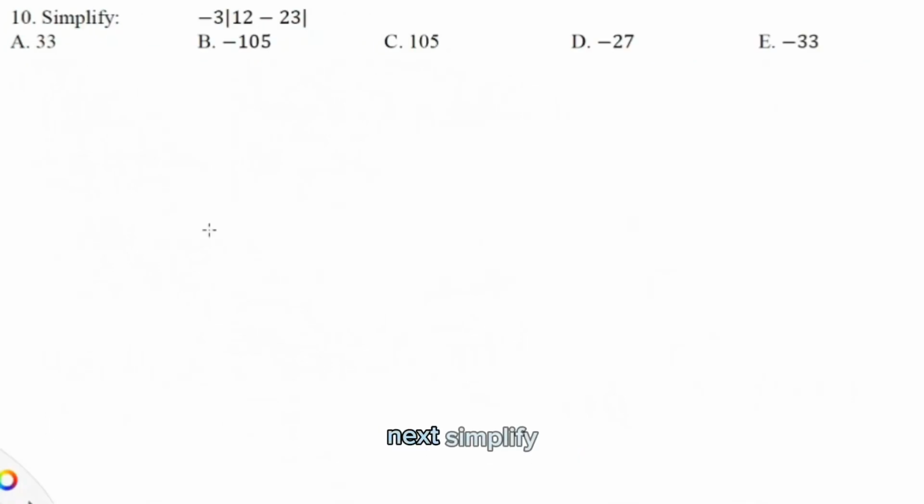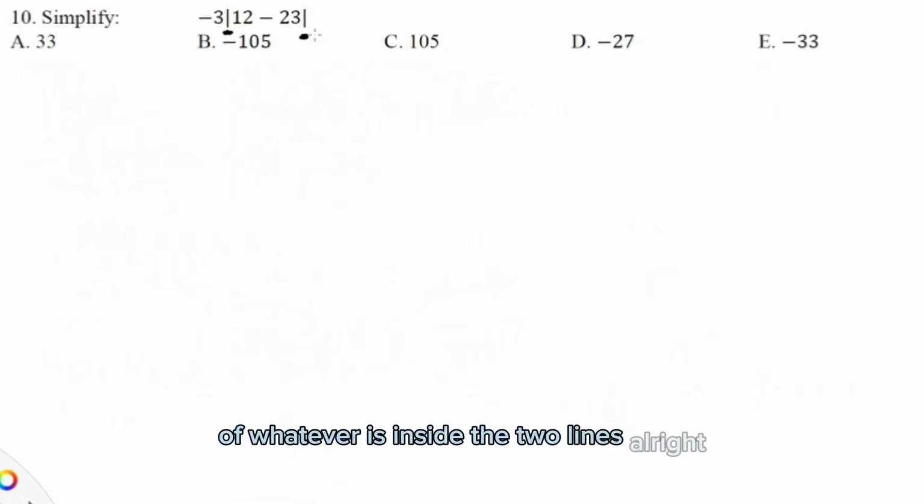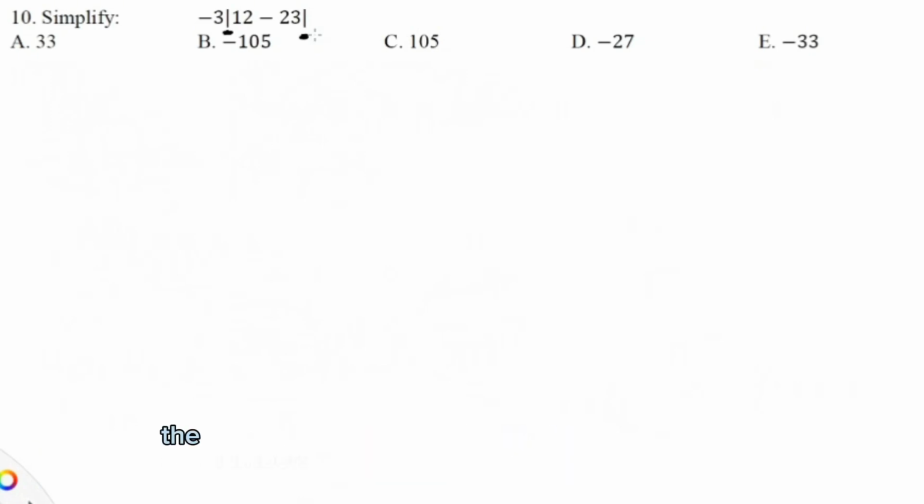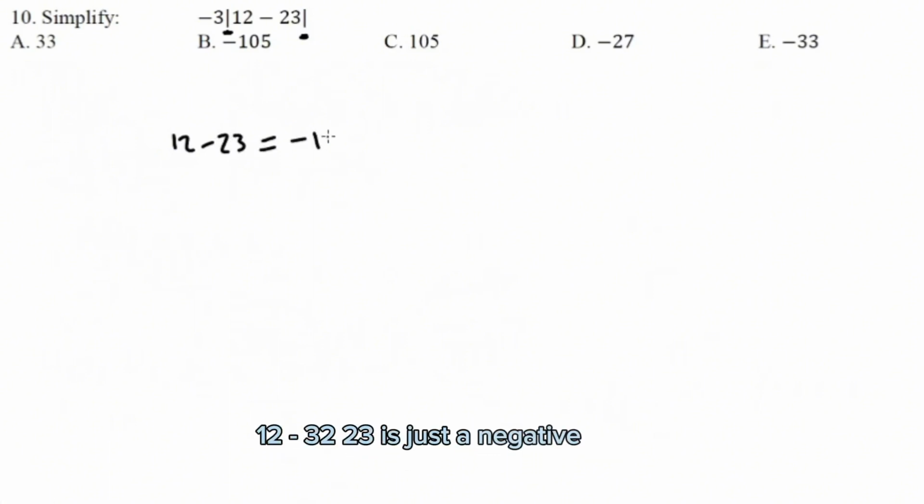Next, simplify negative 3 times the absolute value of 12 minus 23. Alright, the first thing you need to know is these two lines outside of any expression or equation means you're getting the absolute value of whatever is inside the two lines. Alright, so what we first need to do is the numbers between the two absolute value lines, which is 12 minus 23. 12 minus 23 is just a negative 11.